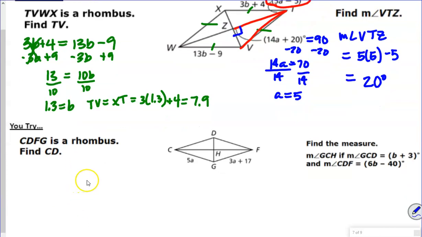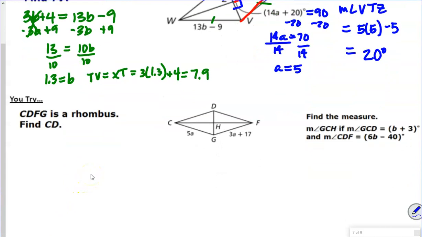All right, let's see if you guys can do these U-tries down here. Come back to me when you're done. So this time it says CDFG is a rhombus, find CD. So remember, again, all 4 sides are what? Congruent, right? So we can set any of the sides equal to each other.